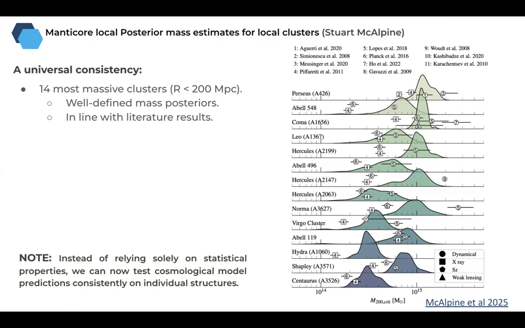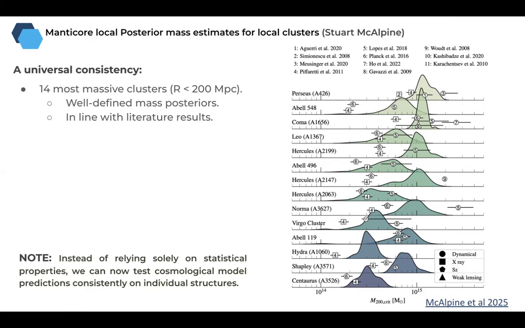This is very relevant. First of all, we can note that the literature results are not necessarily coherent and consistent. They scatter over a broad range. We now have a dynamical mass estimate from the BORG results, which are in agreement with the literature results and provide very constrained and well-defined posterior distributions.